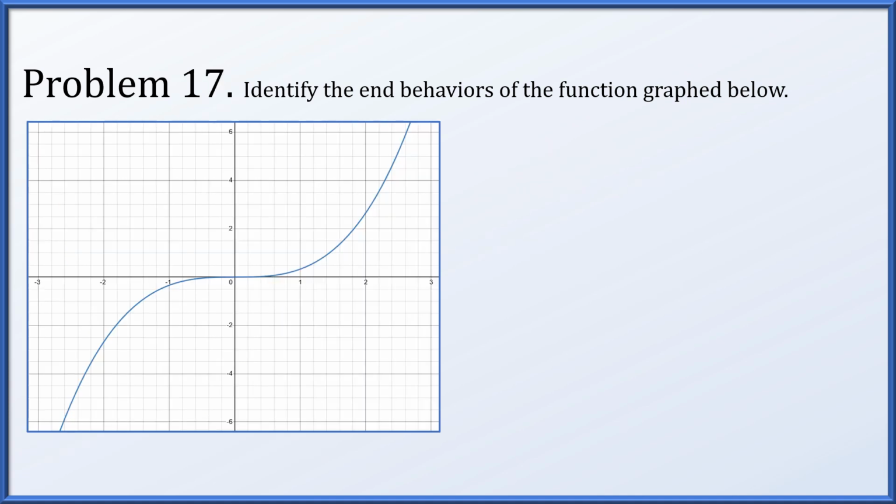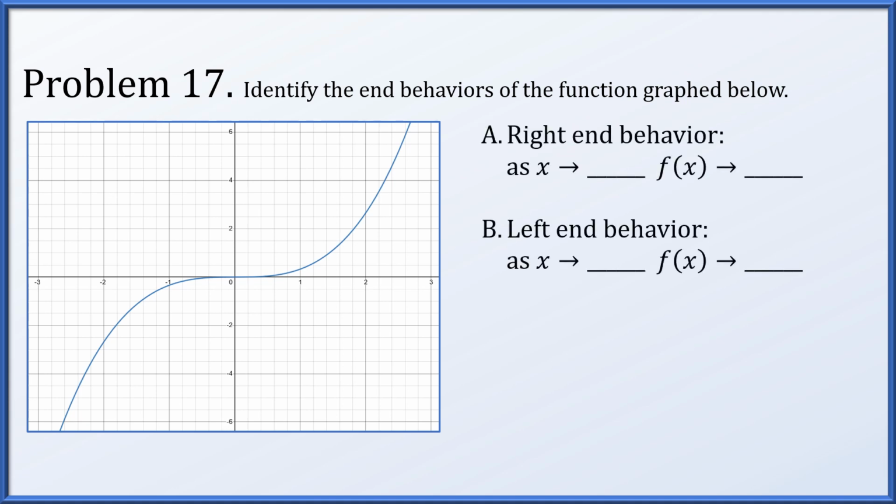Problem 17, very similar to the previous problem: identify the end behaviors of the function graph below, and we have to assume that what is suggested by the graph does continue in that way. So we need to look at right and left end behavior. First, let's look at right end behavior. We're going to put down an arrow pointing to the right. This means x is getting bigger, so x is going to plus infinity. What's happening to f of x? We'll put a point on the graph. As we slide to the right, what's happening to the y coordinate? It's going up and up and up, so f of x appears to be going to plus infinity. Again, we're assuming that the graph continues in this way and doesn't somehow change later on.